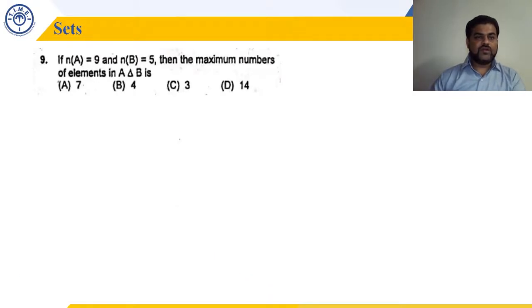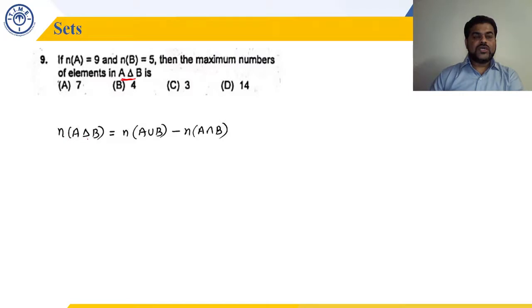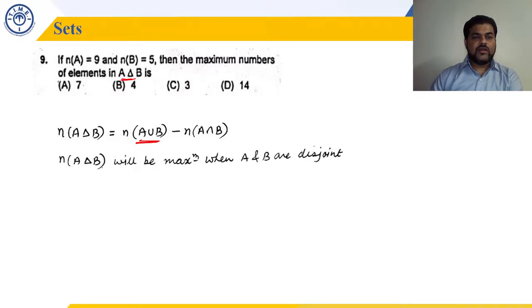So if the number of elements in A is 9 and the number of elements in B is 5, then what is the maximum number of elements in the symmetric difference? So the number of elements in the symmetric difference is nothing but this, right? That is what we have learned in the previous slide. Now this is going to be maximum when this is maximum and this is minimum.